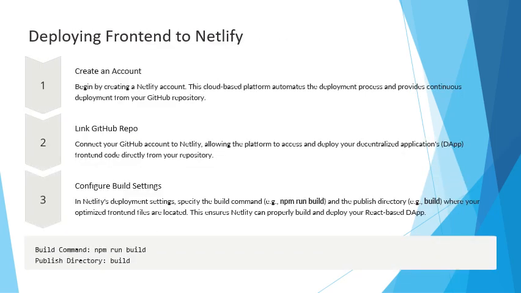To deploy the frontend on Netlify, we first create an account. This cloud-based platform automates the deployment process and provides continuous deployment from your GitHub repository. We then link the GitHub repository. We connect our GitHub account to Netlify, allowing the platform to access and deploy our DApp front-end code directly from the repository. Then we configure the build settings.